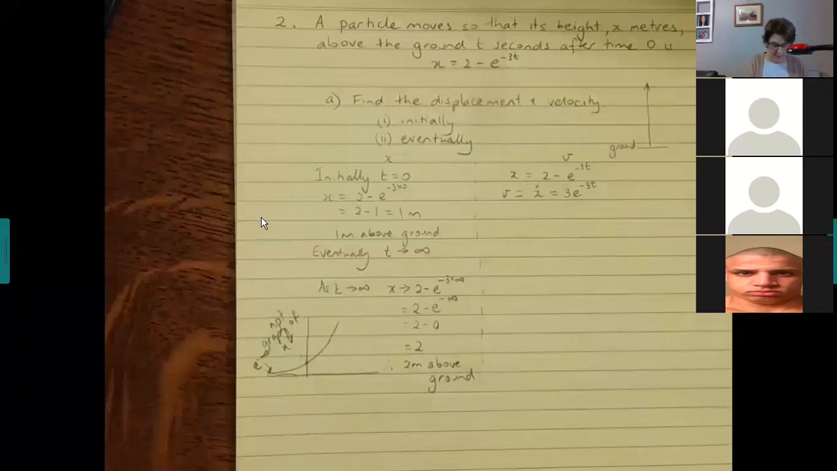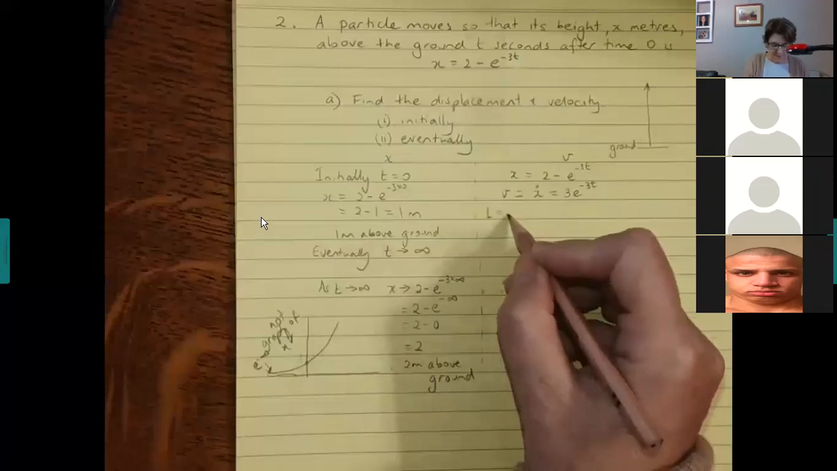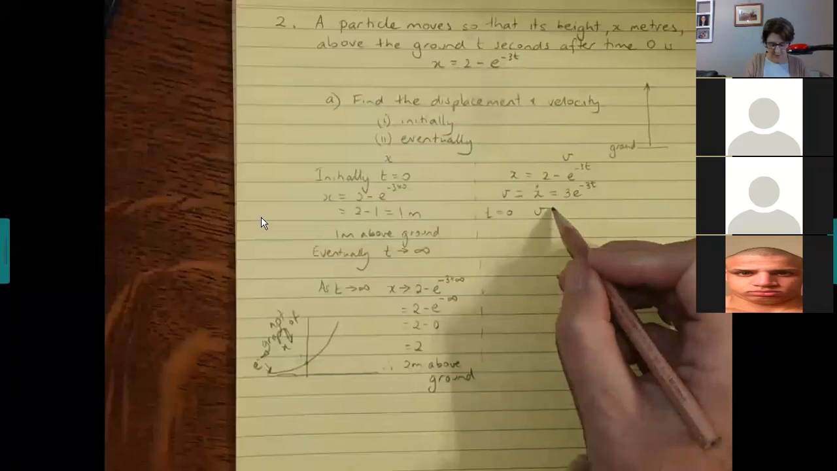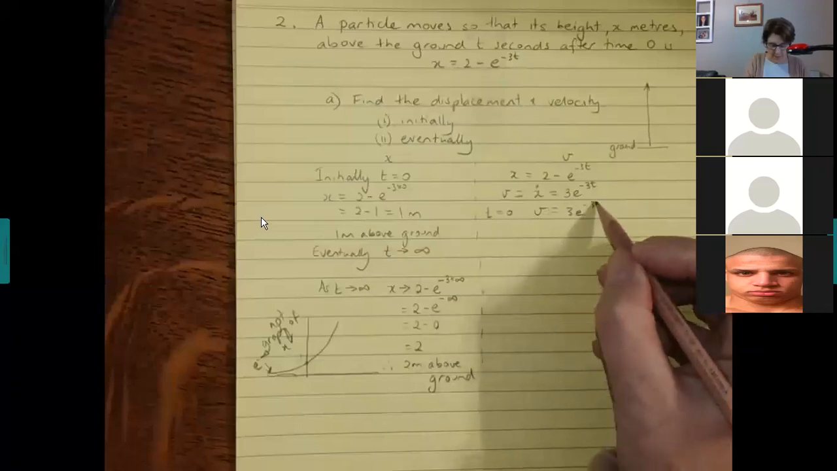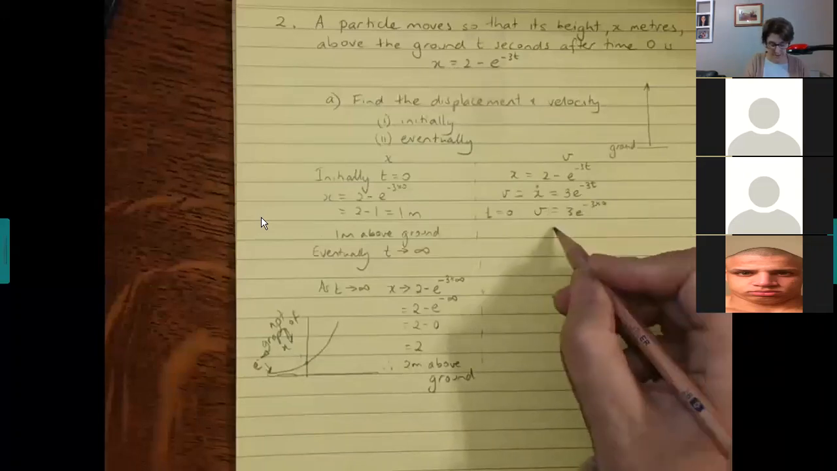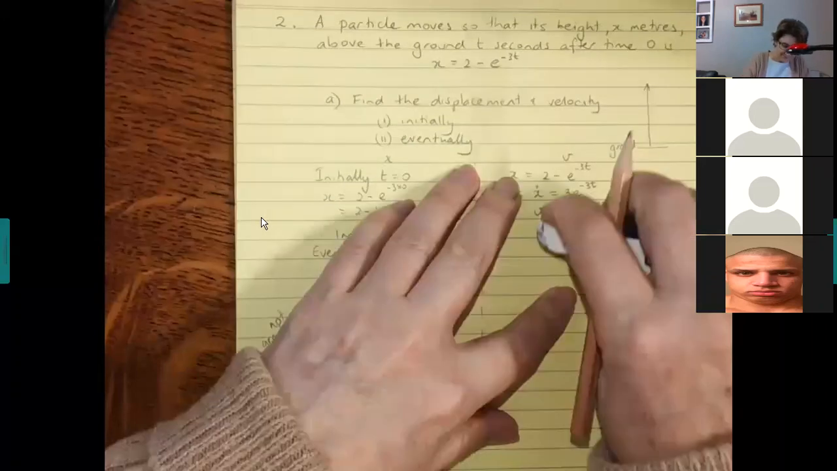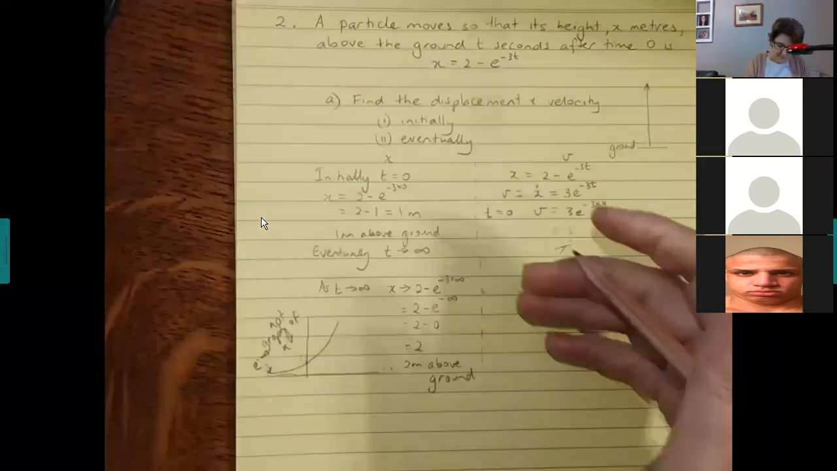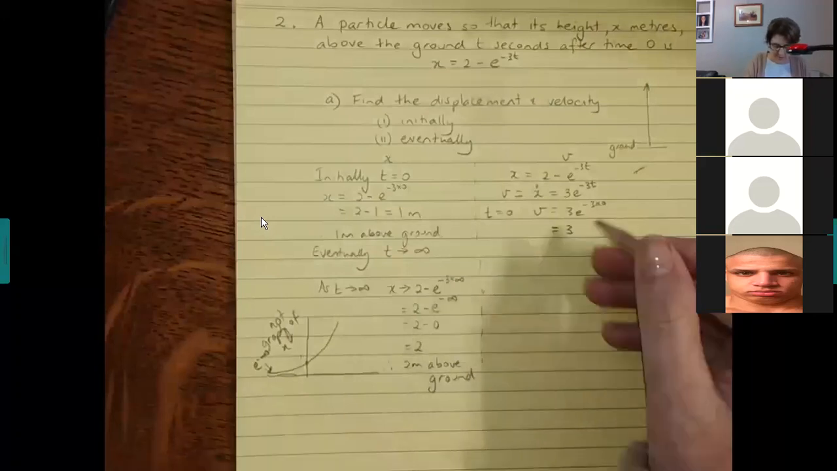So again, initially, when t equals 0, the velocity is equal to 3e to the -3 times 0. That part there becomes 1. So 3 times 1 is, oh, I wrote a 3 instead of an equals. And your units were meters per second.